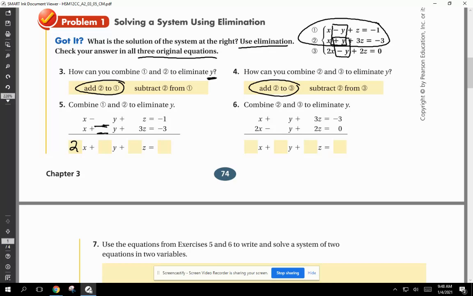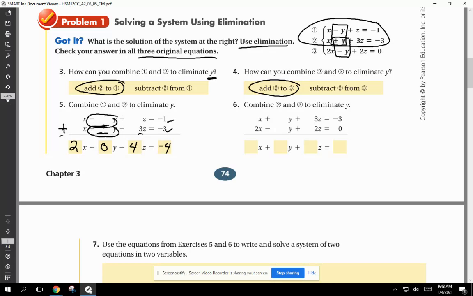But you have a negative y here and a positive y. When you add those, I put a plus sign here, by the way. They did not do this for these notes, but I always put the plus sign there to help me out, because sometimes you subtract, sometimes you add. We're not going to subtract, we're going to add today. So you have 0y here. Z plus 3z is 4z. And then you have a negative 1 here plus a negative 3, you have negative 4.